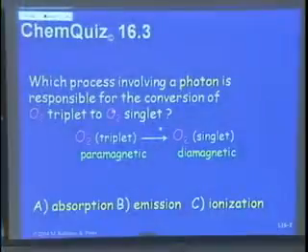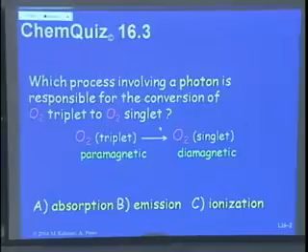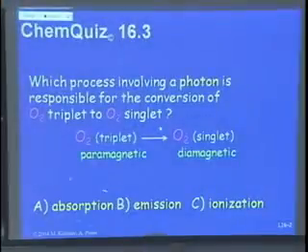Liquid oxygen was blue. And I asked you the question, which process involving a photon is responsible for the conversion of an O2 triplet, and I will explain this to you, a triplet is paramagnetic, to an O2 singlet, which is diamagnetic. Now, if something has color, what does it do? It absorbs light, okay? It emits it also, but first it absorbs it, and so it absorbed part of the visible spectrum to make it appear blue, and the answer was absorption.